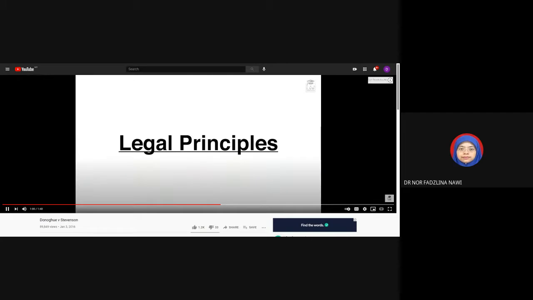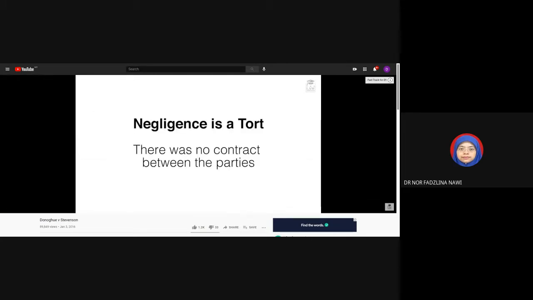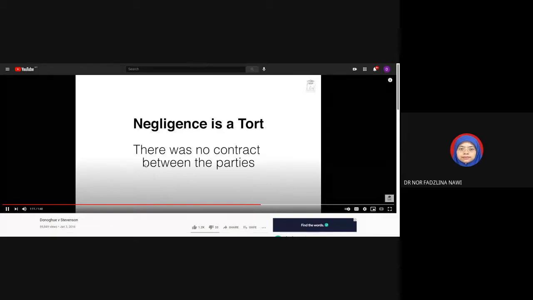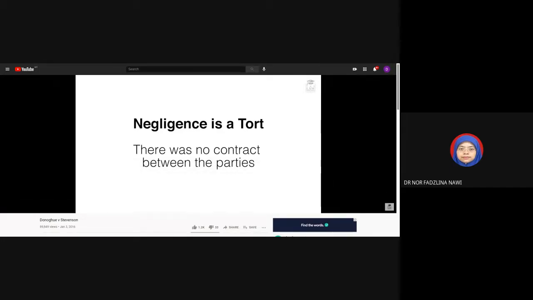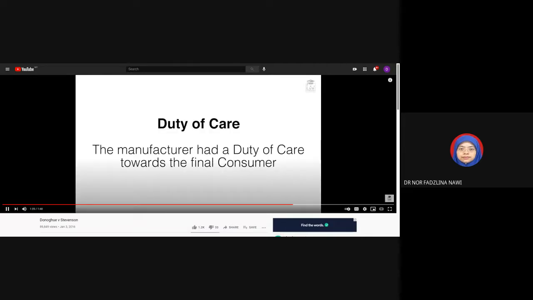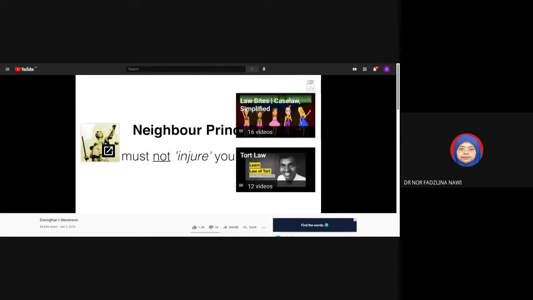The case of Donahue and Stevenson establishes three major legal principles. Number one, it established that negligence is a tort. As the defendant has not purchased the ginger beer, she could not establish a contractual agreement with Stevenson, the ginger beer manufacturer. Two, the manufacturer has a duty of care to the final consumer. And finally, number three, the neighbor principle, the rule that you must love thy neighbor, which becomes in law as you must not injure your neighbor.